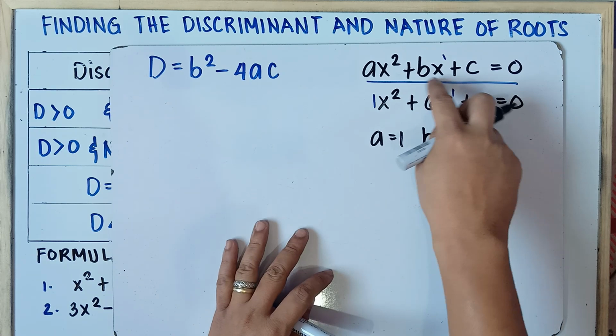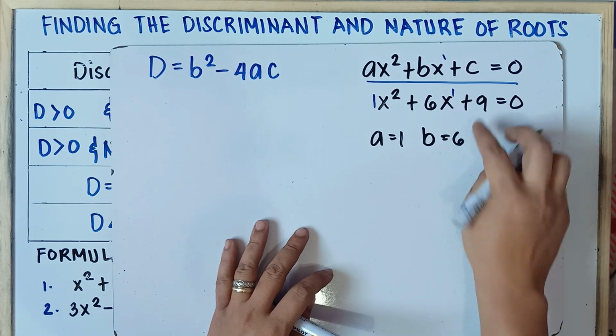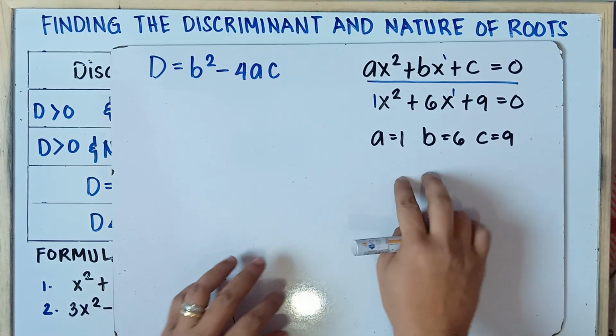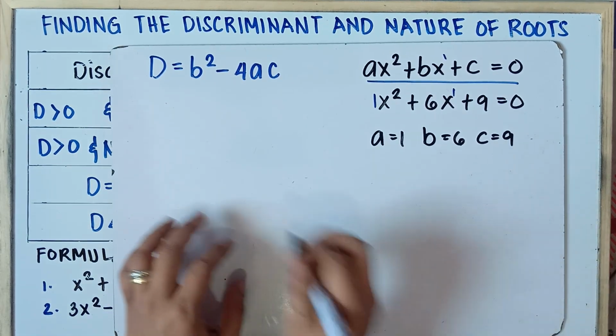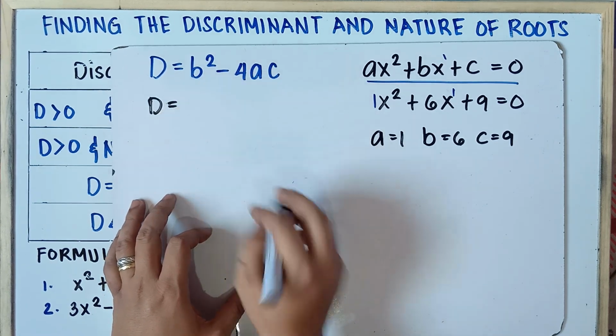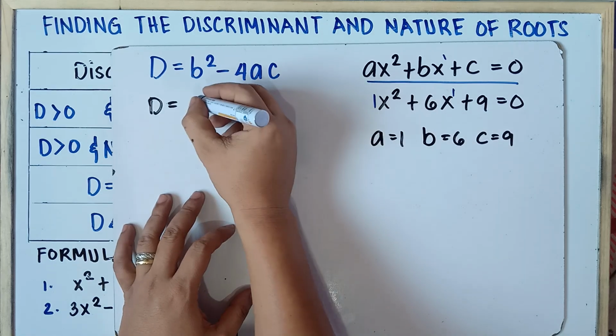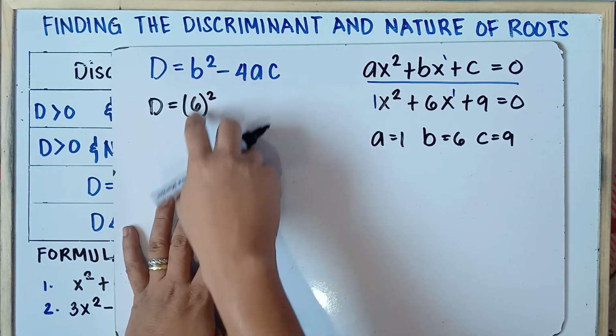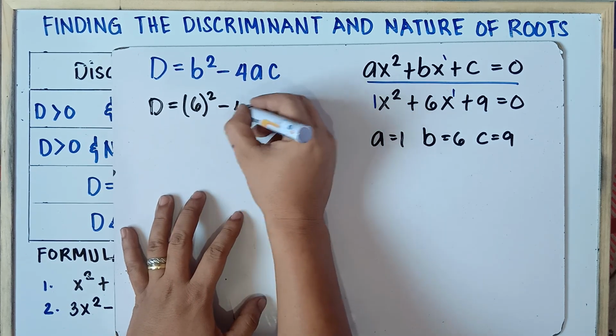So our b is beside x, so therefore our b is 6, and our c is 9. Alright, and then simply plug in, class, the value of a, b, and c. So discriminant is equal to b squared. Our b is 6, so 6, then squared. Do not forget squared. b is 6, then squared, minus 4.